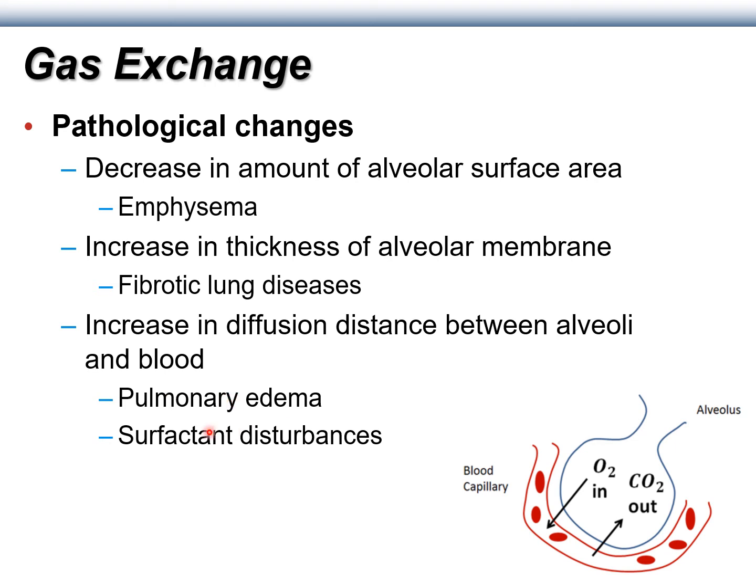Pulmonary edema and surfactant disturbances are both examples of where we increase diffusion distance, either because there's more fluid inside the alveolus or there's more fluid outside the alveolus between the capillary and the alveolar surface. So surfactants can do that, pulmonary edema can do that. But these all come back to Fick's law: surface area, and then the basic rules of diffusion, gradient, temperature, etc.